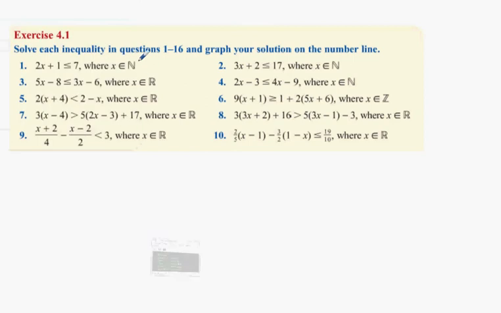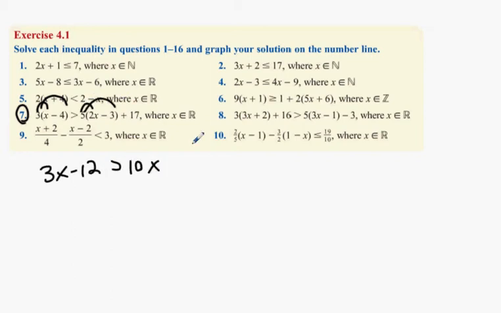What we're going to have here, guys, is question 4.1. Okay, question 7. Multiply it out. You get 3x minus 12 is greater than 10x minus 15 plus 17. Tidy up the right hand side, so it's 10x plus 2.